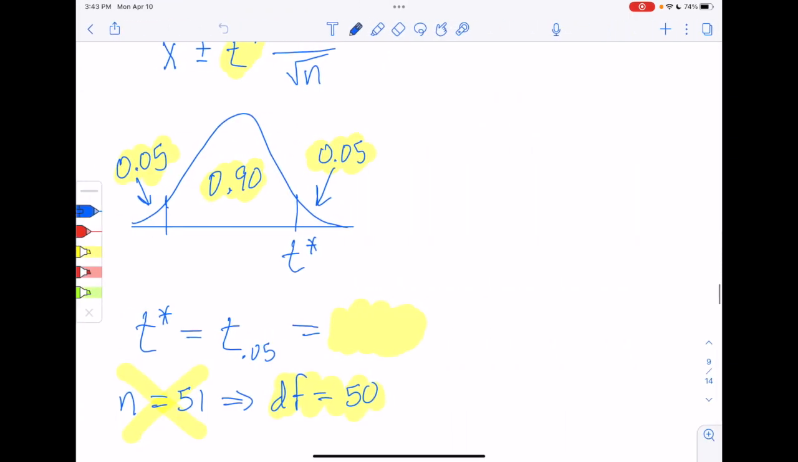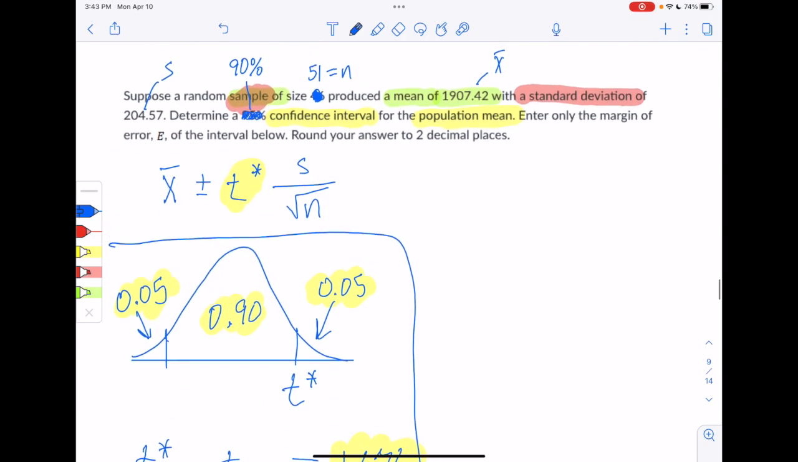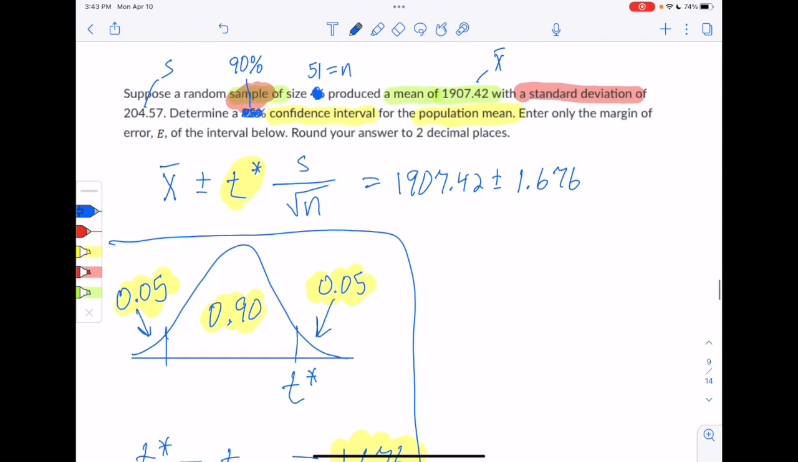So switching back over here, our t star is 1.676. So now we've assembled all the pieces we need. So let's jump into the formula. We have our x bar is 1907.42 plus or minus the t-score that we just found, 1.676, times the sample standard deviation, which was 204.57, divided by the square root of the sample size, which was 51.